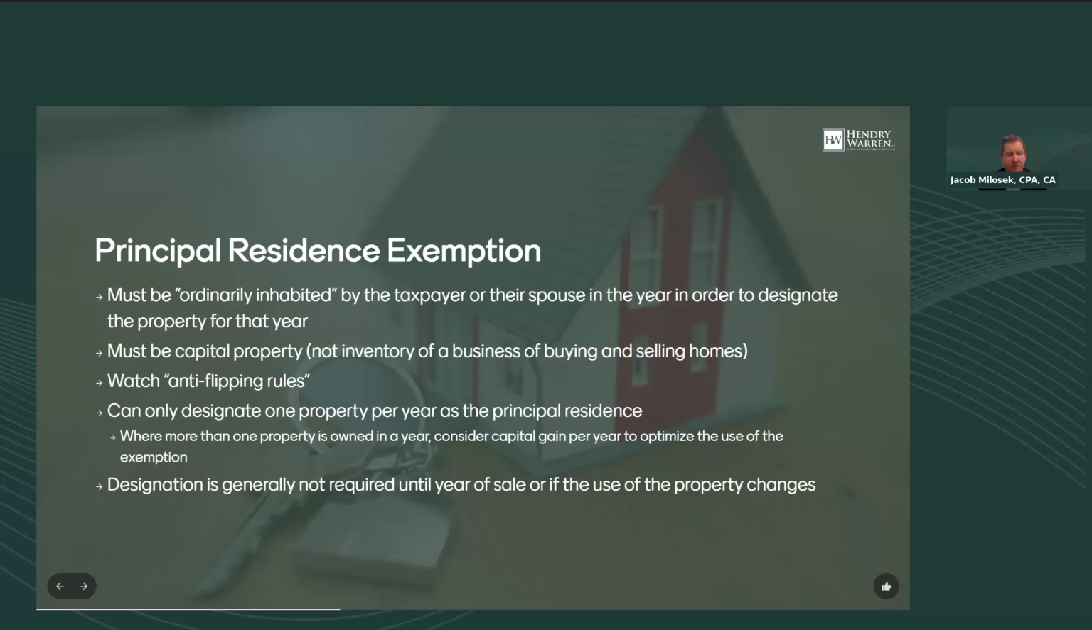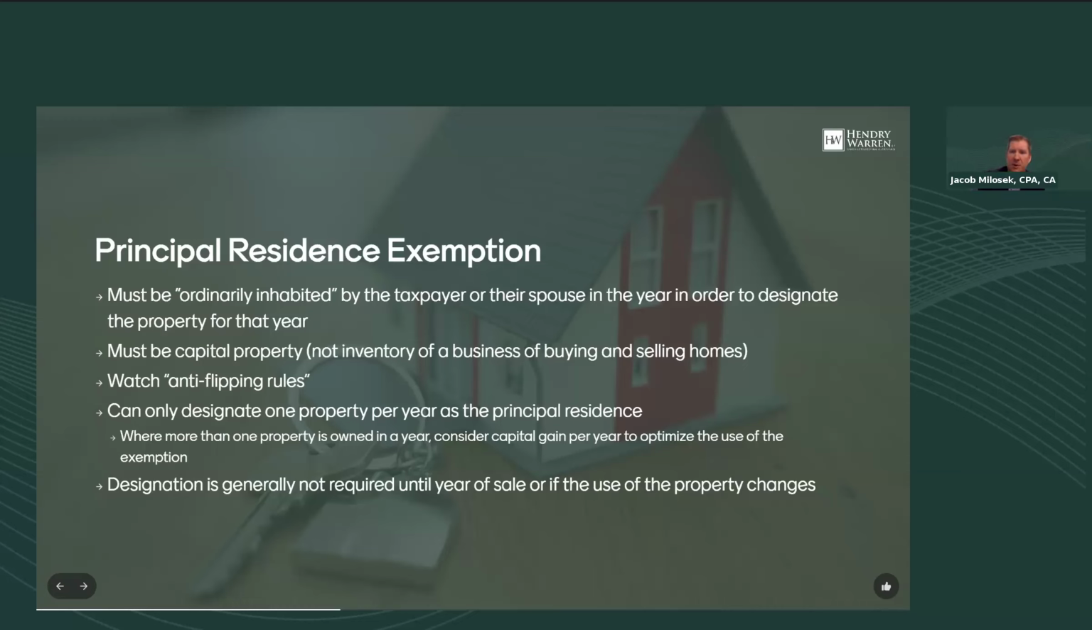So not a good result. There are exceptions to the anti-flipping rules that are beyond the scope of what we're talking about today, but just to make people aware that there are some new rules in that area. We can only designate one property per year. So obviously, if you only have one home, that determination becomes pretty straightforward.